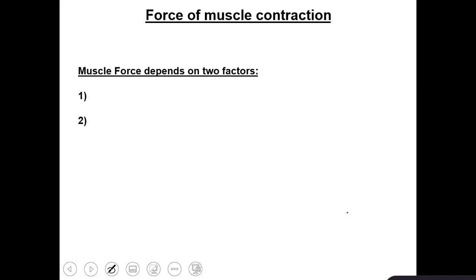So now we can conclude that we can increase our force of contraction by two important factors. The first one is motor unit recruitment. The second one is the firing rate increase, or increasing the frequency of stimulation. So instead of your motor units working slowly, they are working faster.